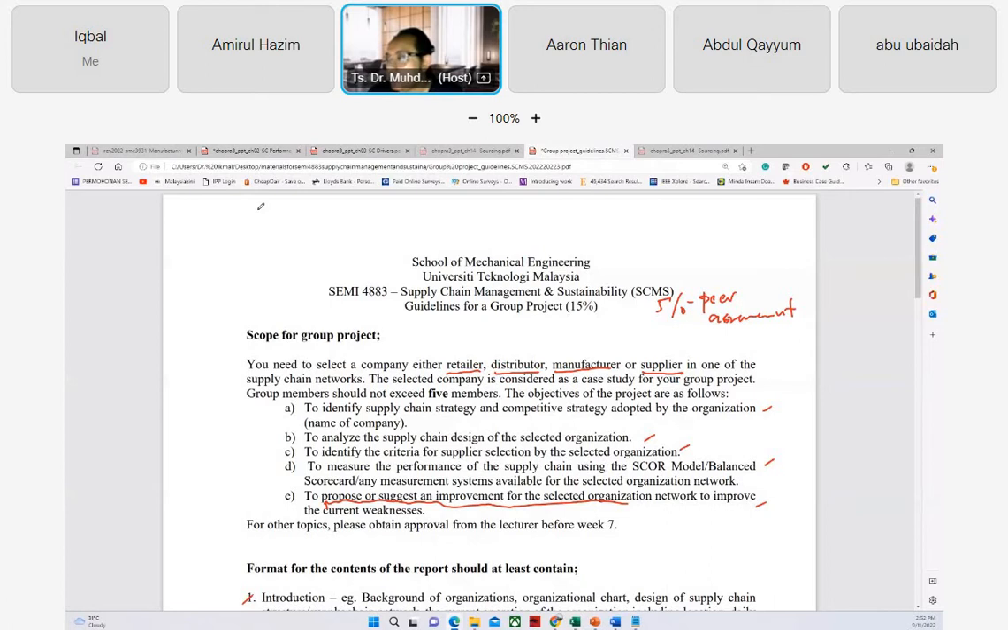Right, any more questions? All right, one more thing: there is a 5% peer assessment. I'm going to share it with you later. So how does it work in peer assessment? It will affect your marks.